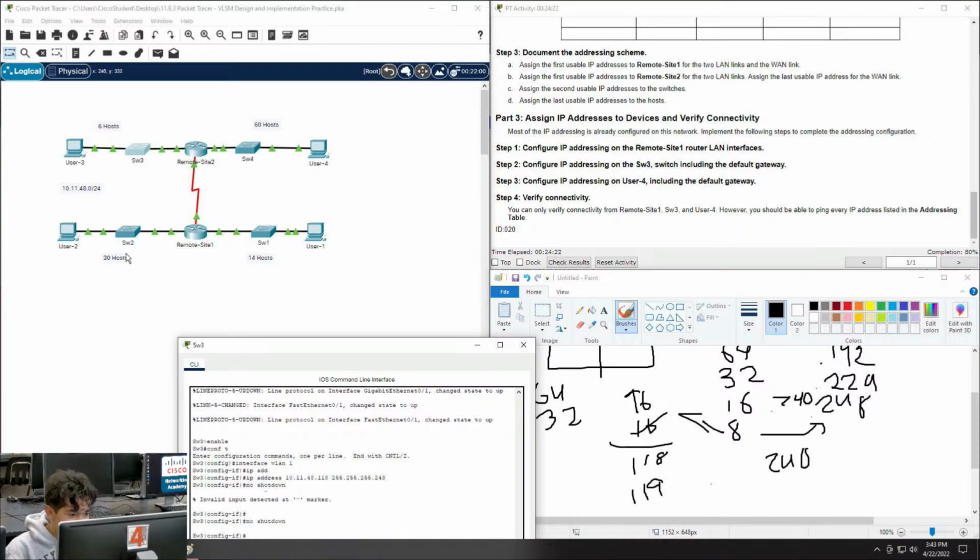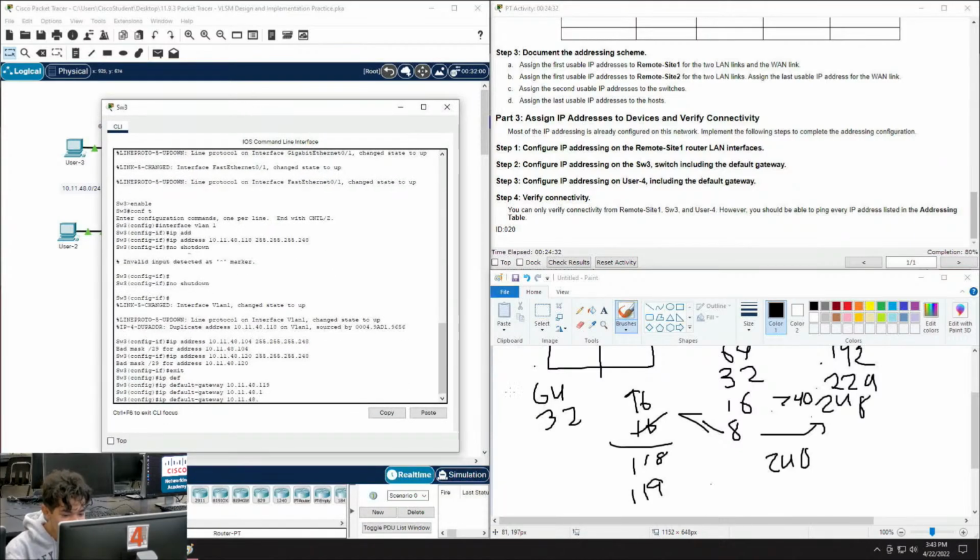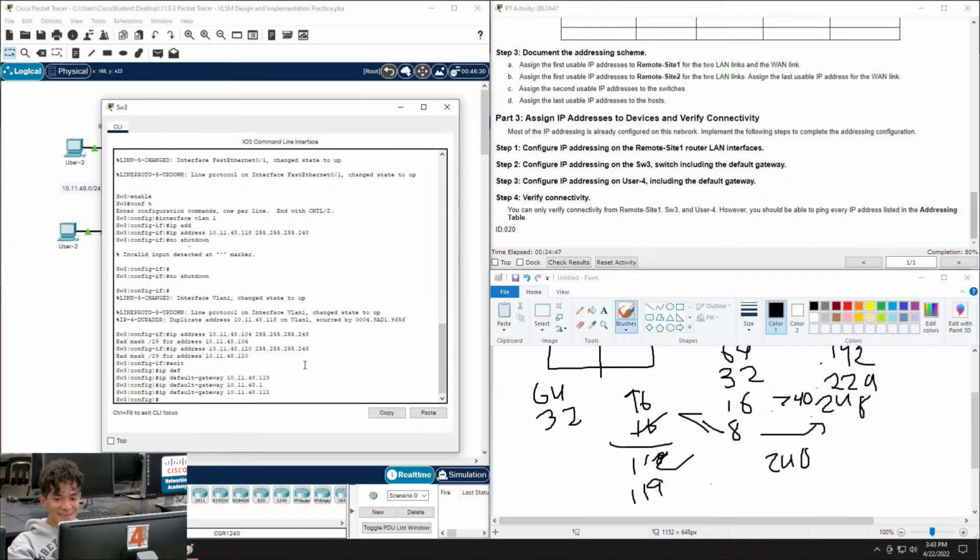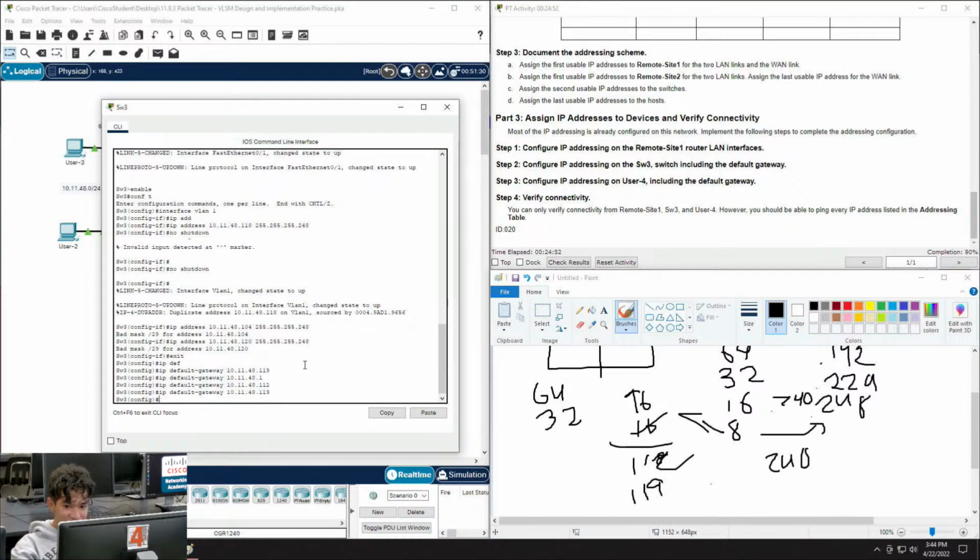This was 32. This is 64. This was 16. 112. Okay, apparently it's 112. 6 plus 6 is 12. Okay, I was doing my math wrong. This is 12. This is 112. Oh my gosh. This is 112. First usable 113. Okay, so math wrong. My network would be 112.